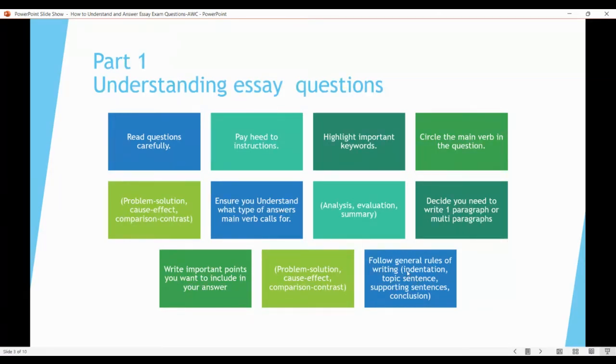And then you need to follow general rules of writing, which involve some sub skills of writing. Yeah, for example, indentation. You need to leave some space when you begin your paragraph, and then you have to write in full. I mean, you don't have to leave a space, right or left. And then, of course, you begin with the topic sentence followed by supporting sentences and conclusion.